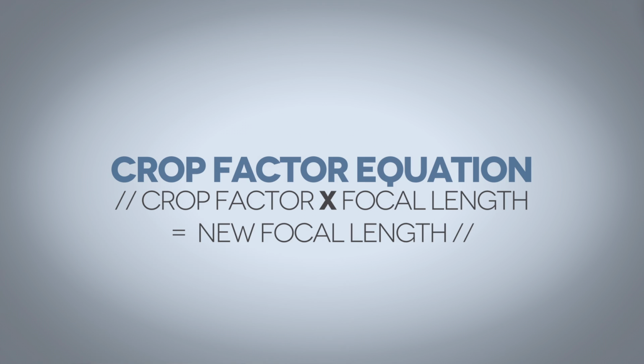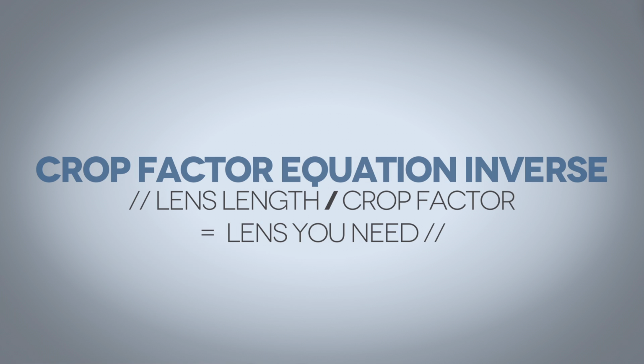To understand how a particular lens will look on your camera, it's the crop factor of your camera times the focal length of the lens, and that equals how it will look. And the inverse of the equation, if you know the exact length and the exact lens you want, you take the length of that lens, divide it by your camera's crop factor, and that will equal the lens that you should get. Well, that's it for this episode on crop factor.